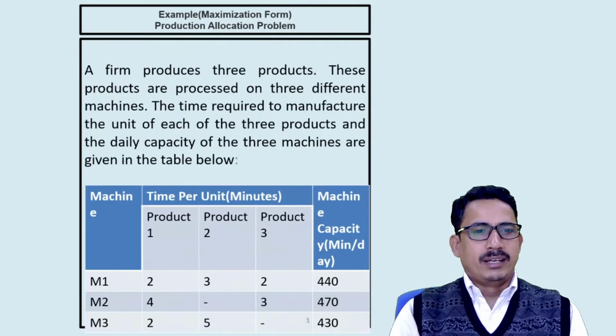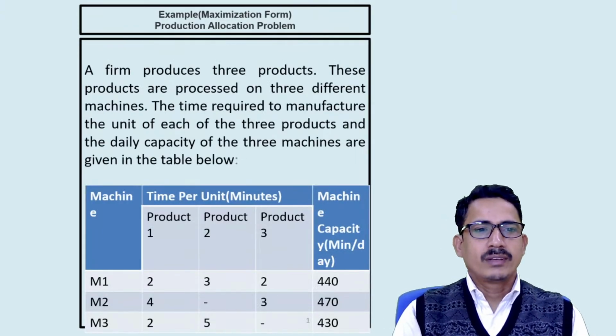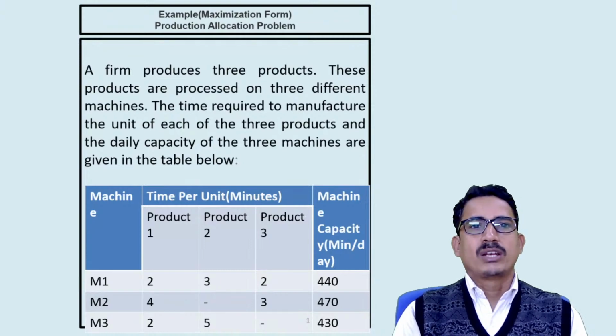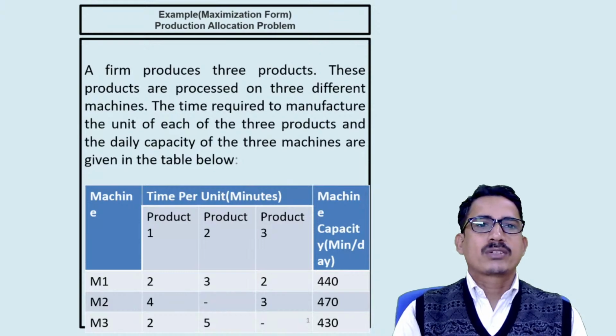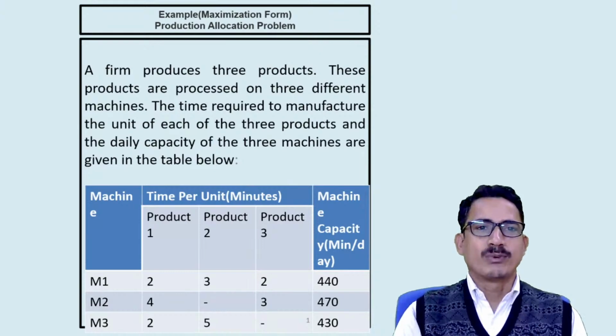Now there is one example by which you can be more clear. The example I have taken is with production allocation problems. When production comes to our mind, we are always thinking of cost minimization or profit maximization form. Let us read it, you can understand.